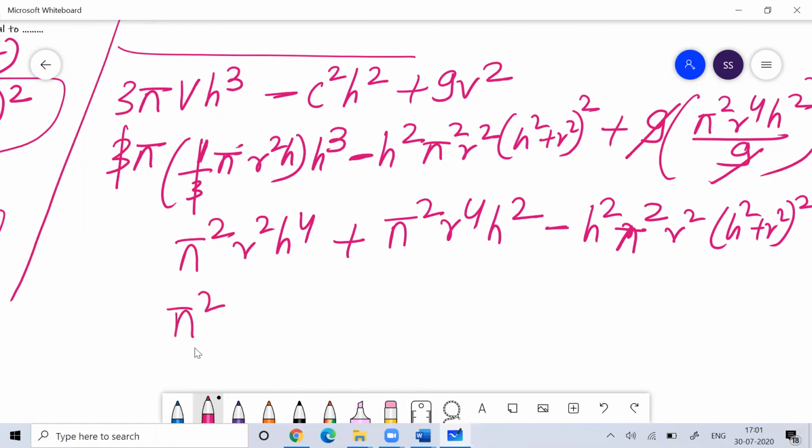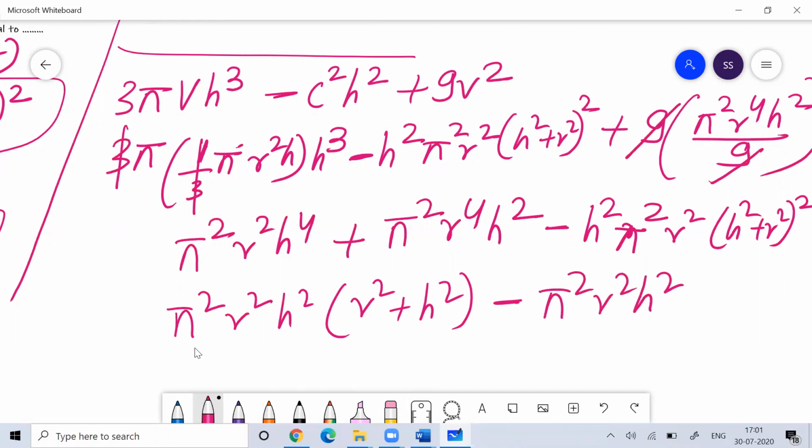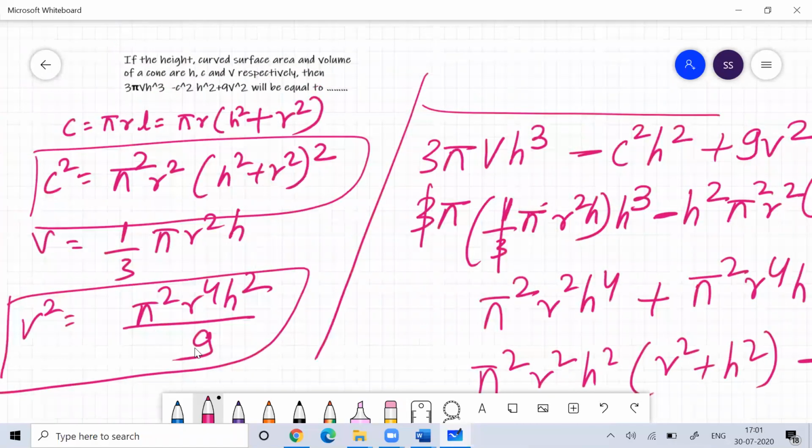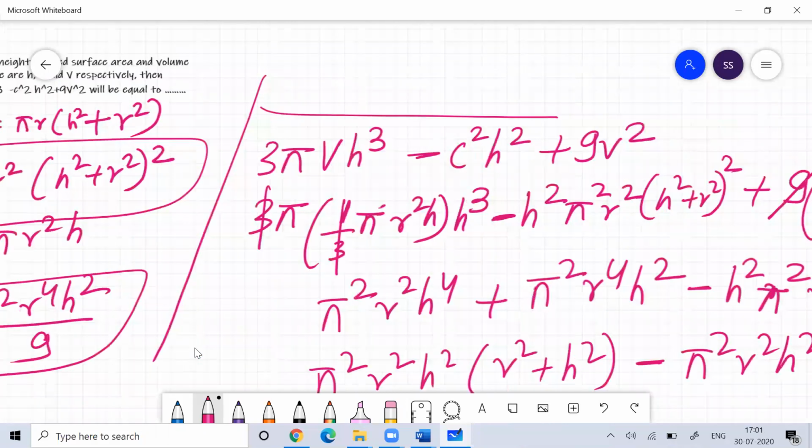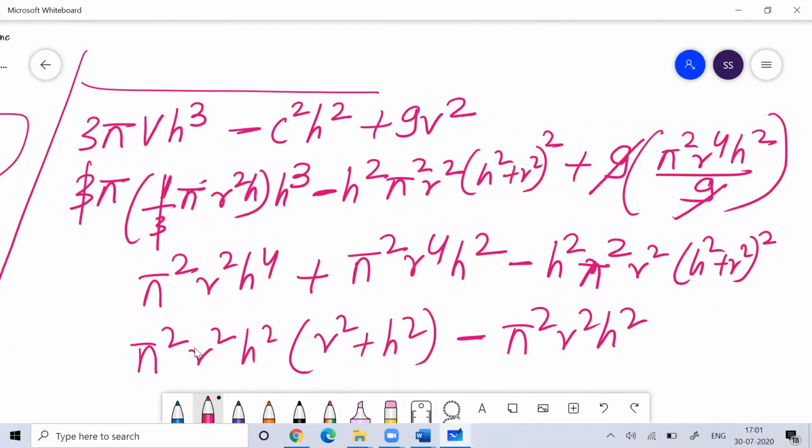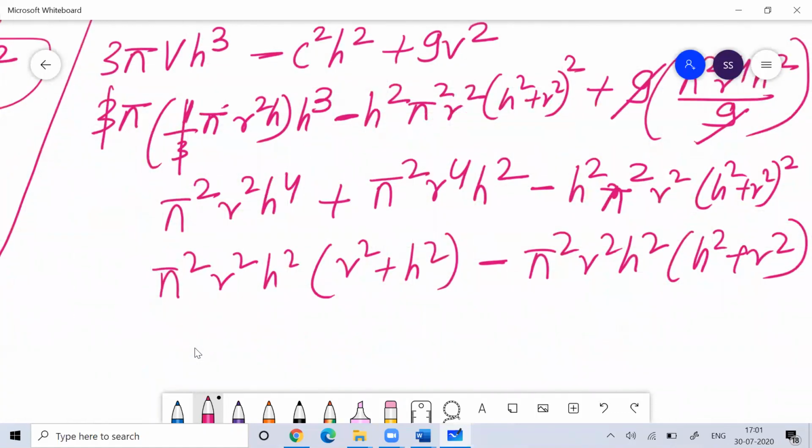Now if you take common here, pi square r square h square, you get r square plus h square minus pi square r square h square. Small mistake happened. This is pi r square h square. This will be h square plus r square. So this will be equal to 0.